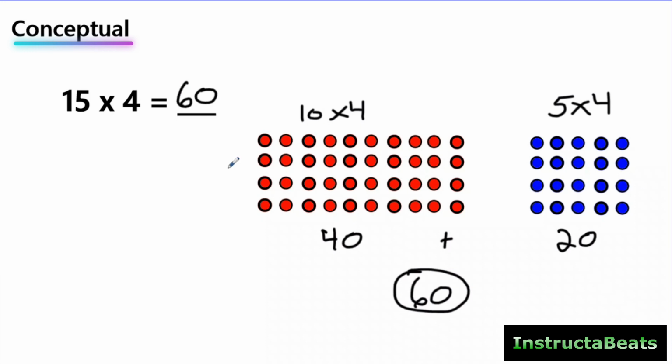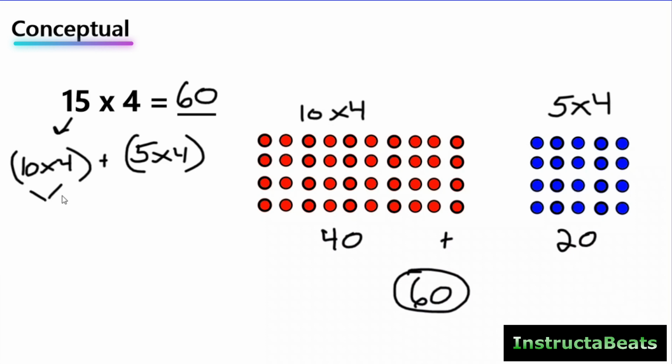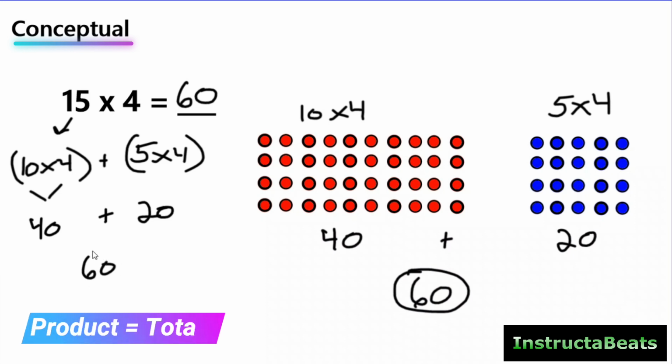Now, what does that look like with math? So a lot of times what you'll see here is you'll split this apart. You'll split the 15 groups into 10 groups of 4, and you might see it written with parentheses. And then you're going to add that together with your other 5 groups of 4. And you'll put that in parentheses. And the reason it's in parentheses is because we want to find 10 times 4 and 5 times 4 first, and then add them together. So then 10 groups of 4 was 40, 5 groups of 4 is 20. And when we bring it back together, we still get the product of 60.